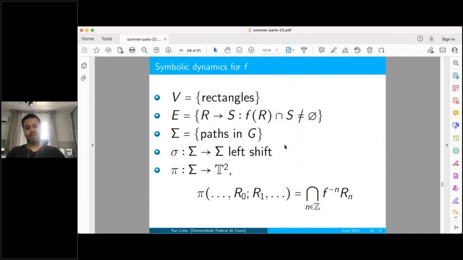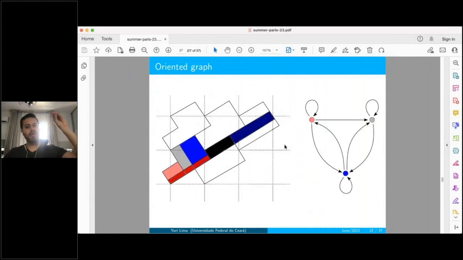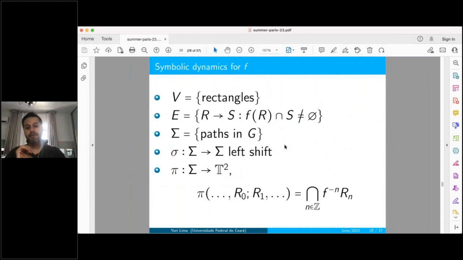Get a path, for instance, that has position zero at pink, position one at gray, and so on. And you can associate a new path, which is just evolution in time. You run time by one. So now position zero is gray because position one was gray. And now position one is the previous position two. So you get all the positions and you evolve in time one unit. So you moved all the positions to the left. And that's why we call this dynamics the left shift.